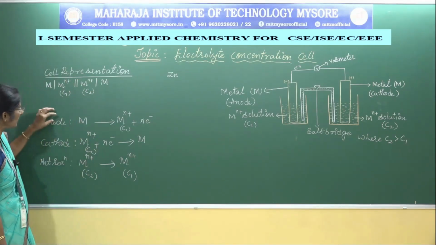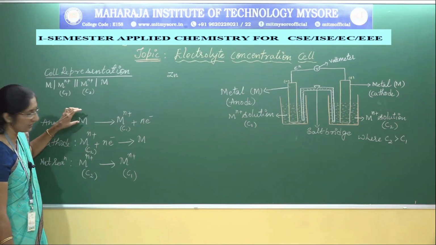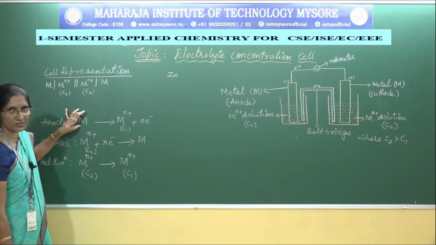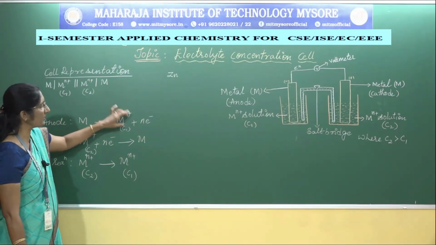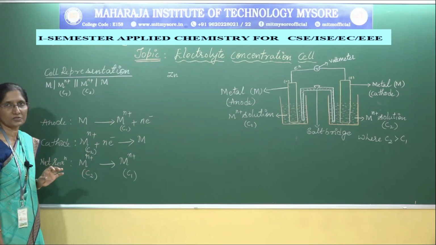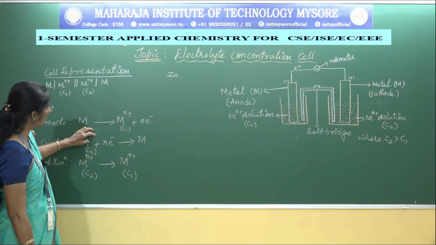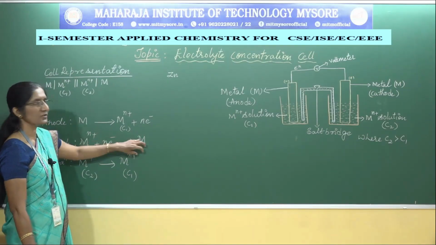Then the cell reaction. At the anode, always an oxidation reaction takes place. So, the general representation of the oxidation reaction is M gives Mn+ plus n electrons. At the cathode, always a reduction reaction takes place. The general representation of the reduction reaction is Mn+ plus n electrons gives M.